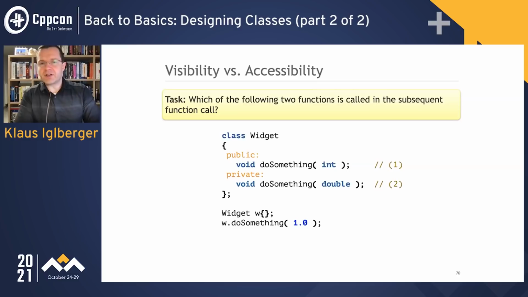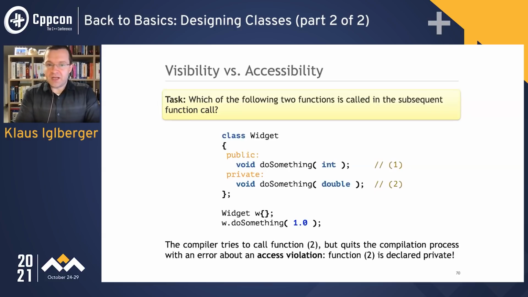However, surprisingly, it's not function 1. It's actually function 2. But no, it's not calling the function. This results in a compilation error. What you do get is a so-called access violation. The compiler tells us that function 2 is not accessible. It's a private member function, so it doesn't work. Very surprising indeed. Very surprising for many people because it's the private section after all.